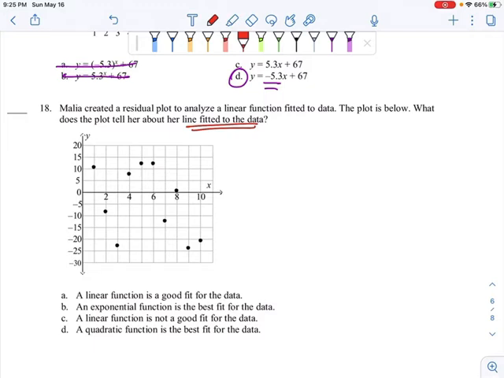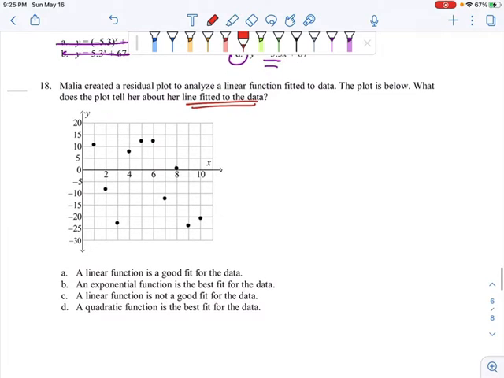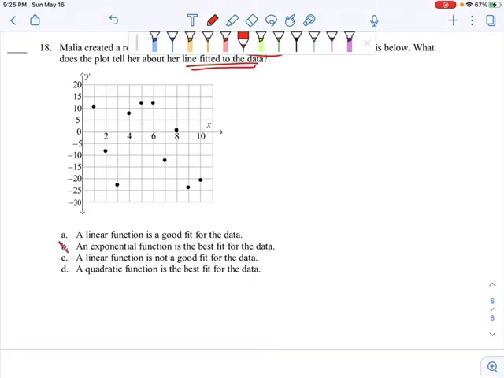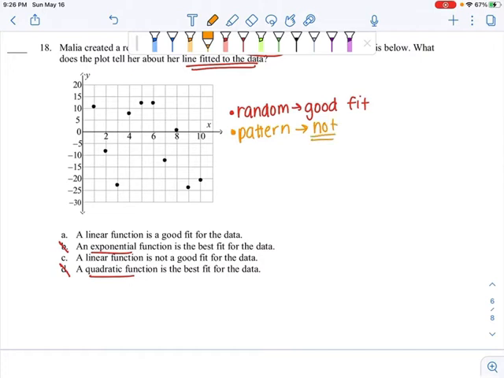In order for it to be a good fit with a residual plot, it has to be linear. So I know that it's not going to be B because it says exponential, and I know it's not going to be D because it says quadratic. So now we're dealing with A and B. Since this is scattered, or you could say random, it means it's a good fit. If they were closer together, or you could maybe say a pattern, that would not be a good fit. So since these are random, this would be a good fit, which is A.